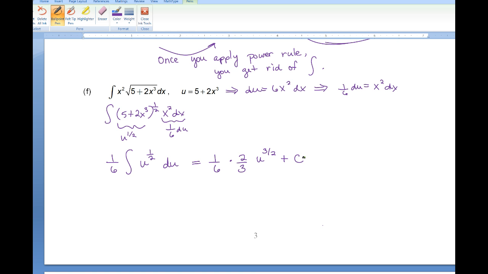Can my fractions simplify? Right, so I get 1/9, and then 5 plus 2x to the third to the 3/2 plus c.